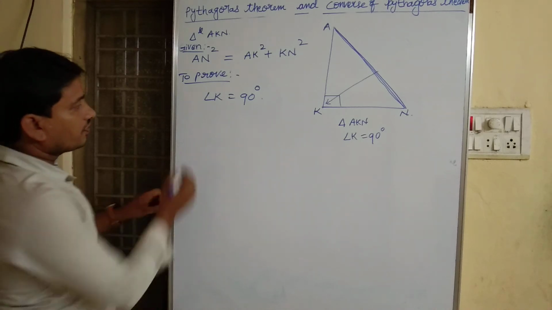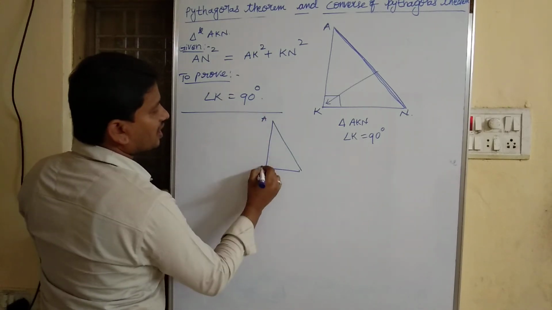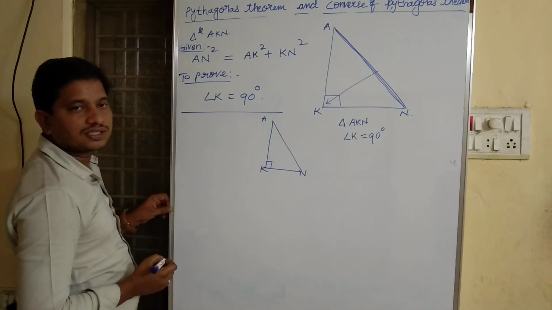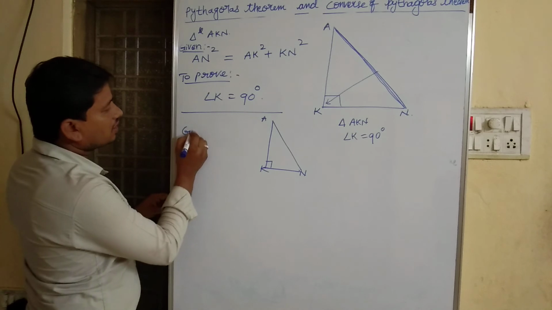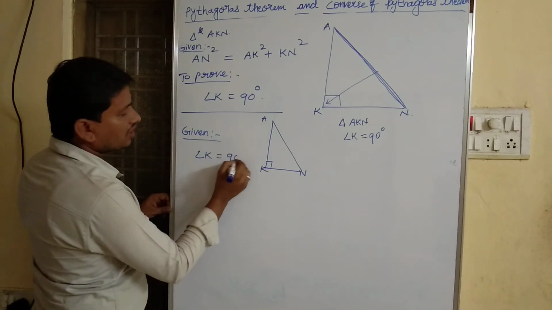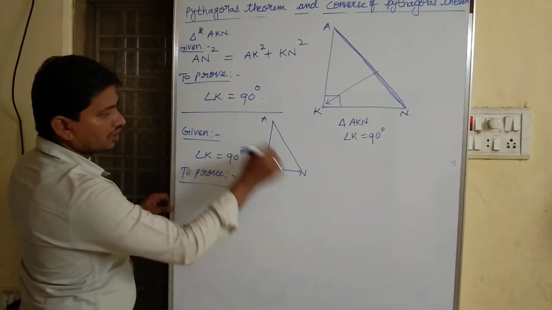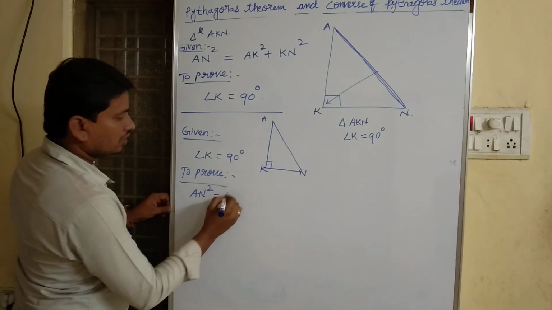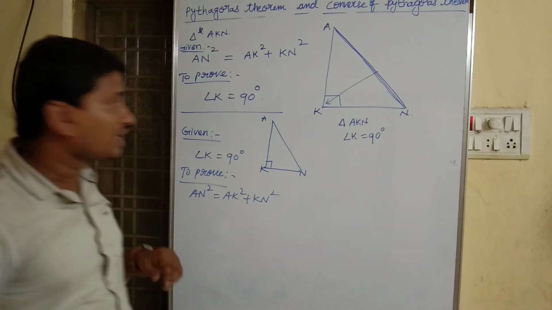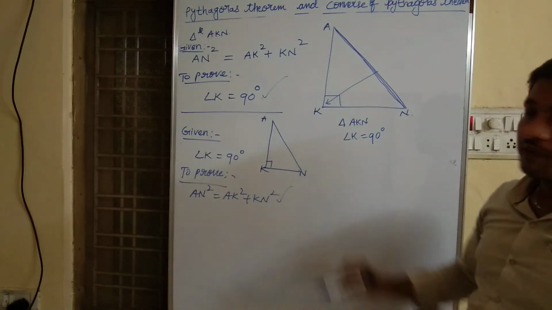Suppose in the Pythagoras theorem you consider triangle AKN in which angle K is 90 degrees. What is given here? Given angle K equal to 90 degrees, and what we need to prove? We need to prove AN square equal to AK square plus KN square. Right? Are you understanding the difference between the Pythagoras theorem and the converse of the Pythagoras theorem?